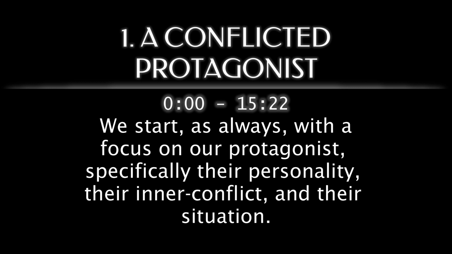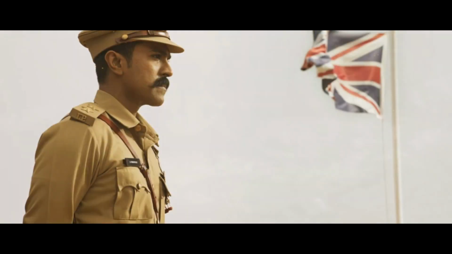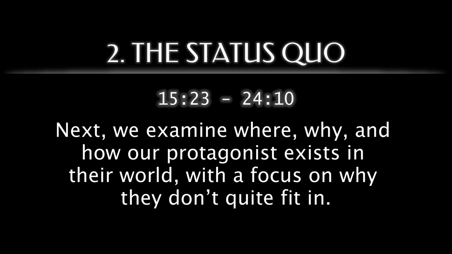We start, as always, with a focus on our protagonist, specifically their personality, their inner conflict, and their situation. The value of life by British authority is demonstrated by the purchase of Molly. Then Rom takes on a massive mob with his driving sense of duty, and disperses everyone with a brutal fighting ability.